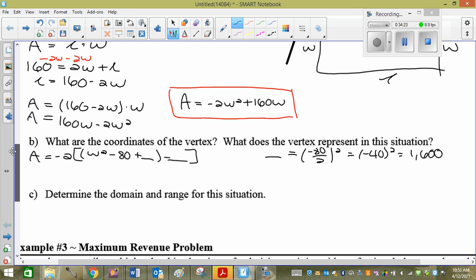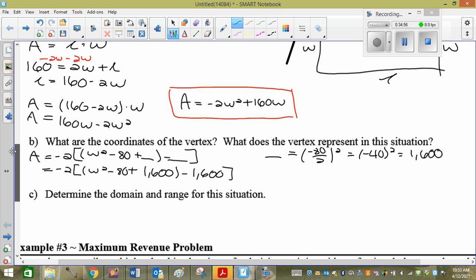Perfect. So now what am I going to plug into my blanks here? So I have negative 2, square bracket, round bracket, W squared minus 80. What term do I add here? Joy, what am I going to add here? Oh yeah. Sorry, I'm overthinking that. Okay, there we go.